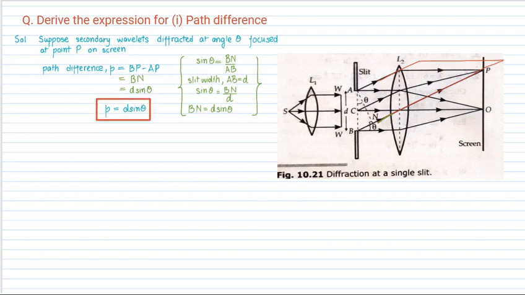So let me put this in a box. The path difference expression equals d sin theta.